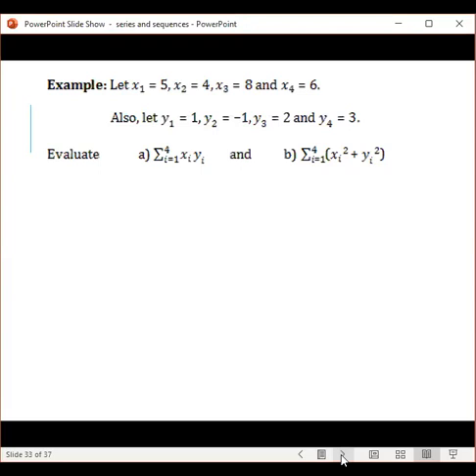Okay, let's have another example. Let x sub 1 be equal to 5, x sub 2 be 4, x sub 3 is 8, x sub 4 is 6. Also, y sub 1 is 1, y sub 2 is negative 1, y sub 3 is 2, and y sub 4 is 3. Let's calculate letter A, which is the summation of x sub i, y sub i, where i is from 1 to 4, and letter B, the summation of x sub i squared plus y sub i squared, where i is from 1 to 4. So I'll give you 5 minutes to answer this. Is it enough? 3 to 5 minutes to answer this problem.